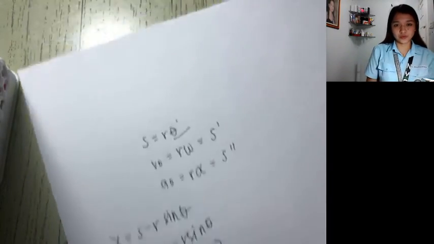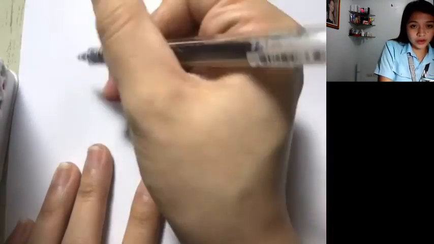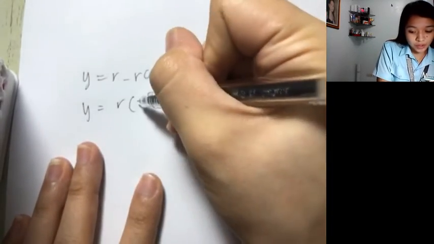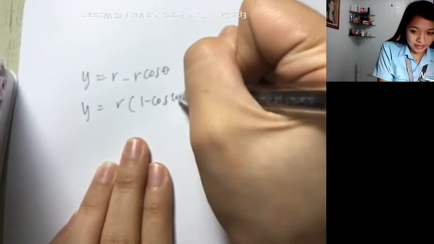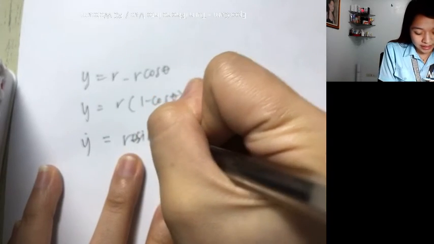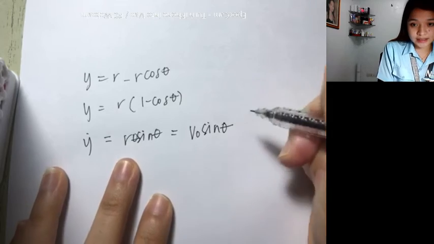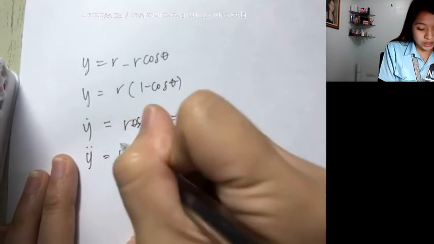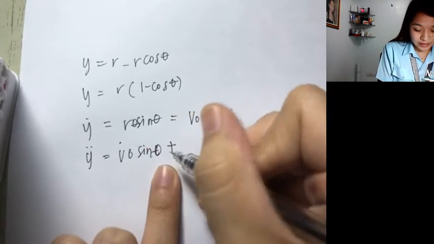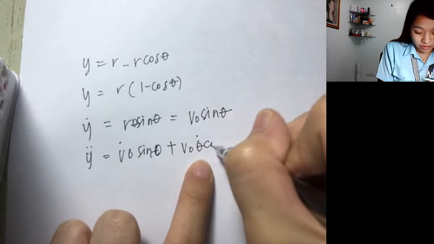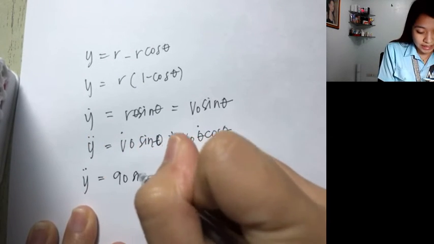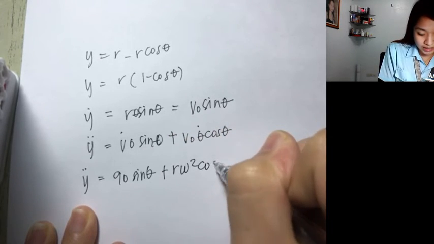Now let's move to y. For y, we have R minus R cosine theta. Common factor again R: R times 1 minus cosine theta. Deriving y, we get y prime equals R angular velocity sine theta, which is also equal to V sub O sine theta. So y double prime equals V prime sine theta plus its derivative, V sub O angular velocity cosine theta. You just have to know their derivatives. So y double prime would be A sub O sine theta plus R angular velocity squared cosine theta.